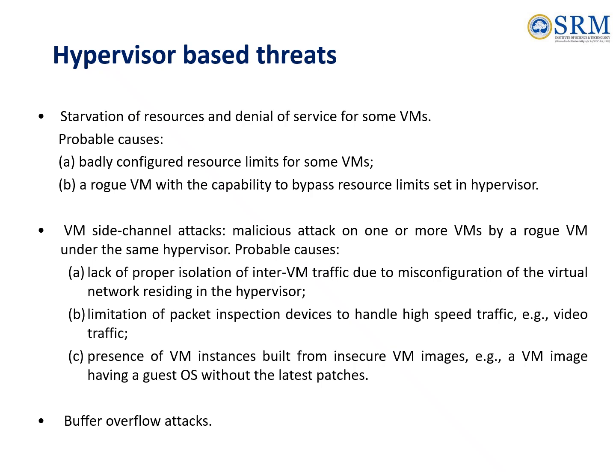This slide also mentions VM side channel attacks. Here, a malicious VM tries to gather information from neighboring virtual machines running under the same hypervisor. This may happen because of weak isolation between virtual machines, insecure virtual networks, or outdated virtual machine images without proper security patches. Another important threat is buffer overflow attack, where attackers exploit memory handling vulnerabilities to compromise the system. So overall, vulnerabilities in the hypervisor layer can affect multiple virtual machines simultaneously.